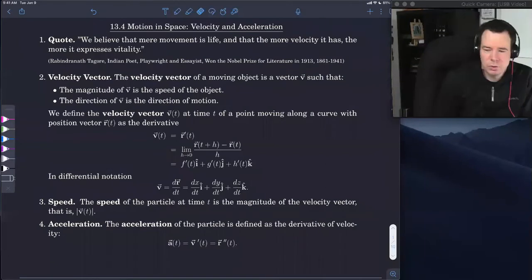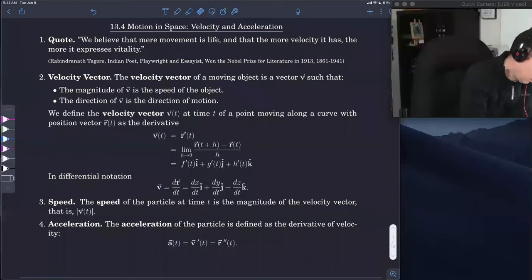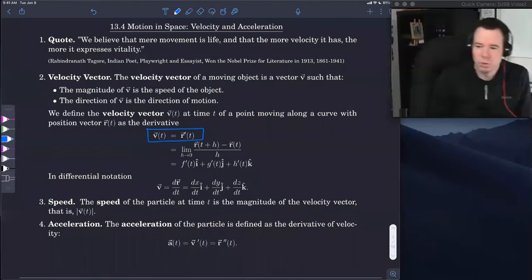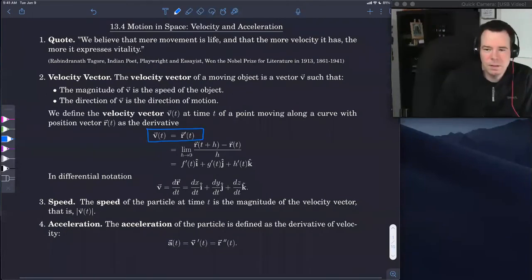And so the first term is the velocity vector. The velocity vector is just our good old derivative of our vector valued function. So if r of t is the position of a particle at time t, then its derivative, or the rate of change in its position, is its velocity. So the velocity vector is the derivative of r. And then the speed of a particle, that's the magnitude of the velocity.